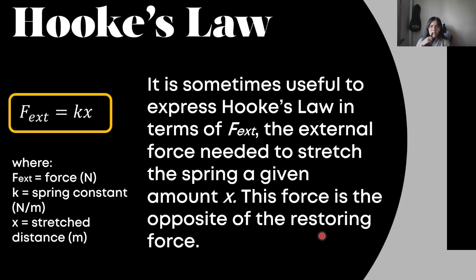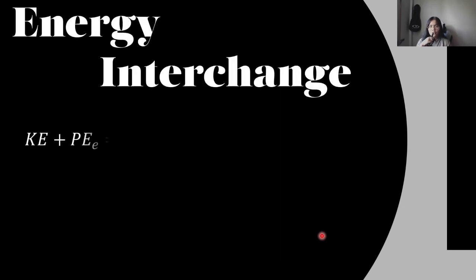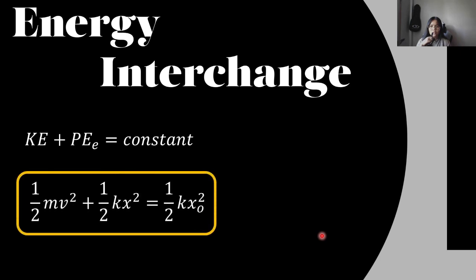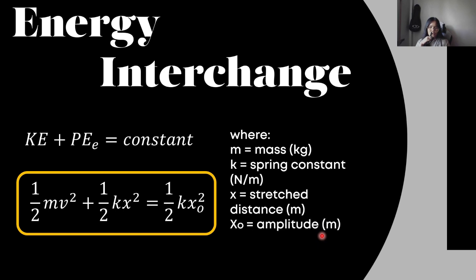So, we have the energy interchange. KE plus PE is equal to constant. Kaya meron tayong formula na 1/2 mv squared plus 1/2 kx squared is equal to 1/2 kx sub o squared. Yung x sub o, yan yung amplitude. Okay? And then, same na dun sa mga other variables kanina. And then, ito yung v, yun pala yung speed natin.